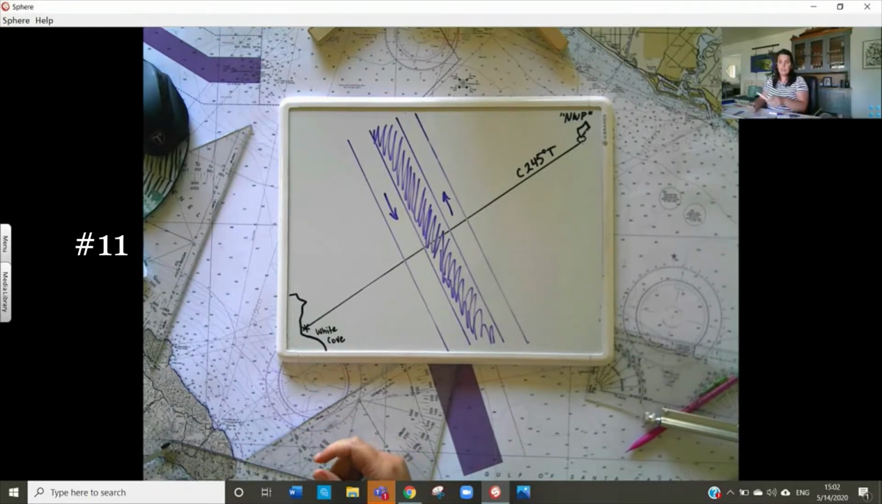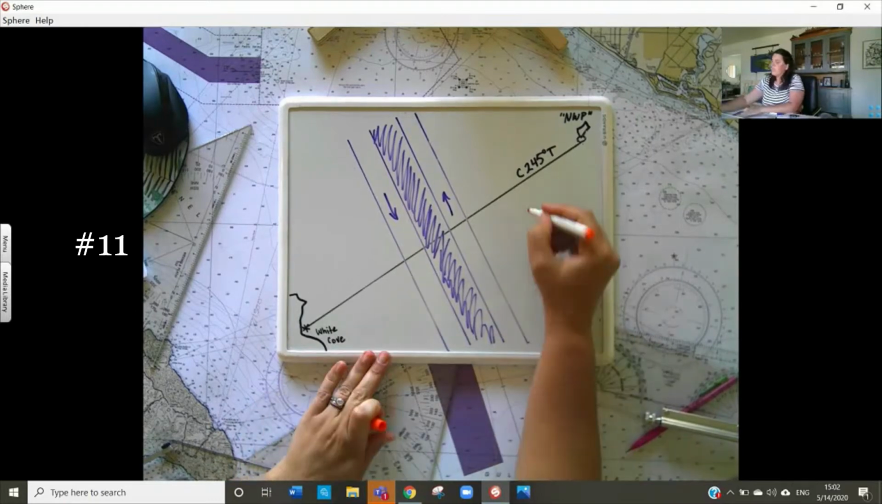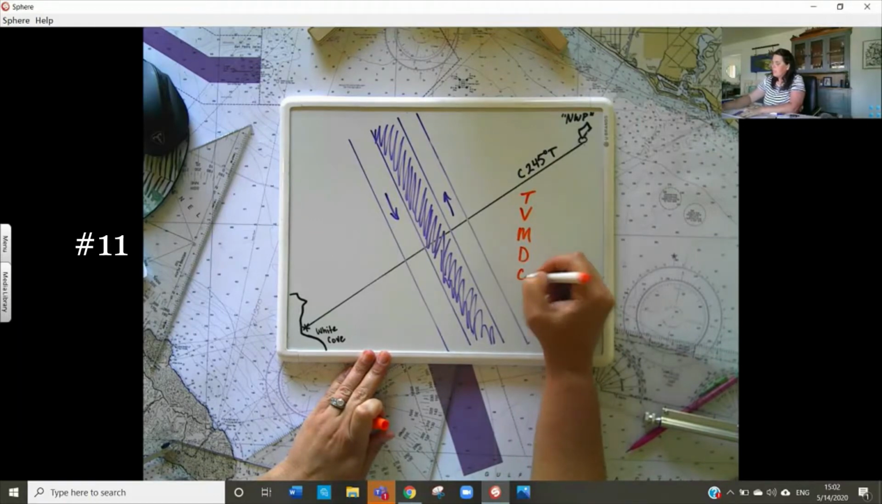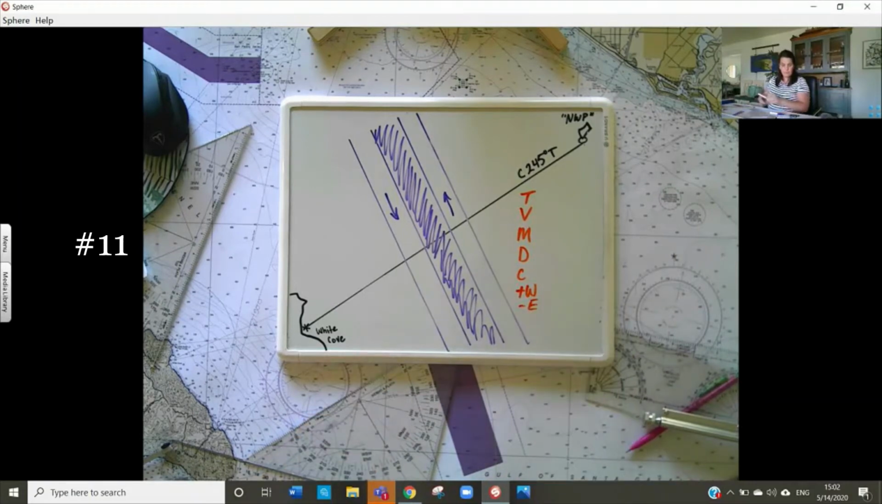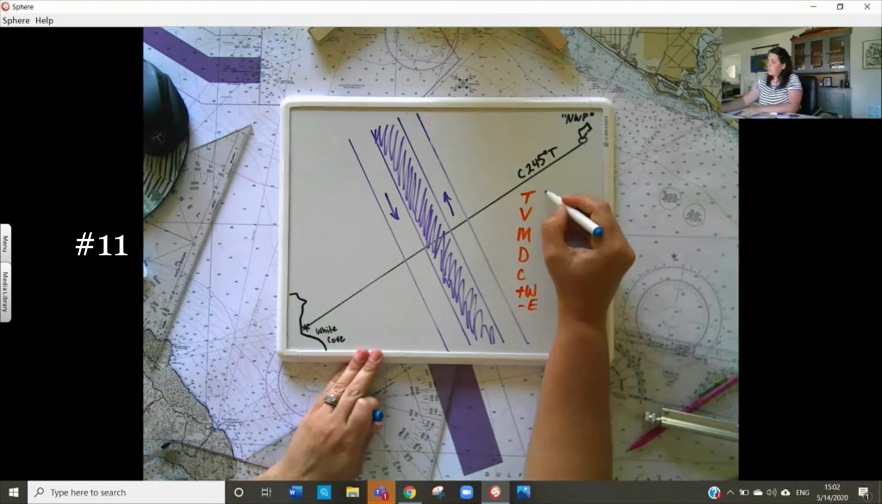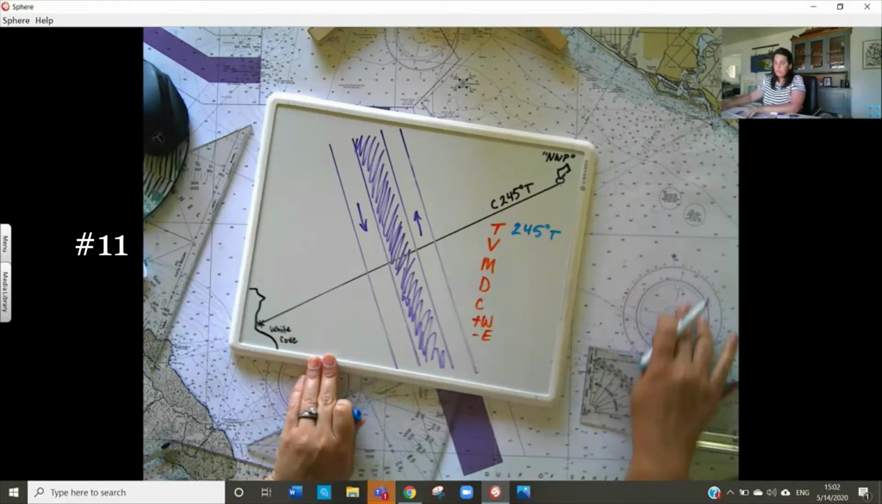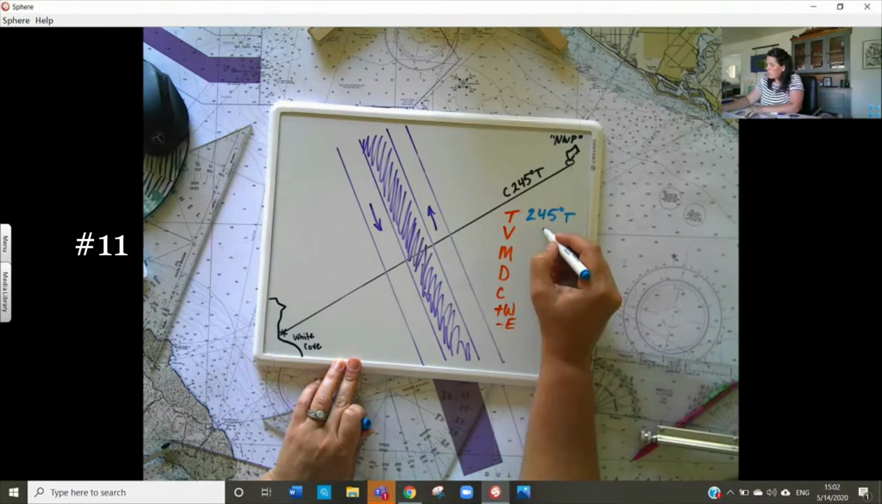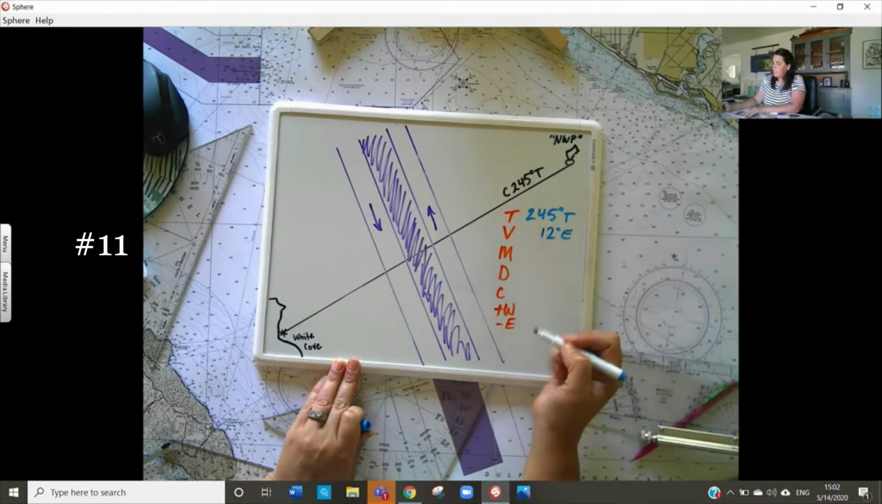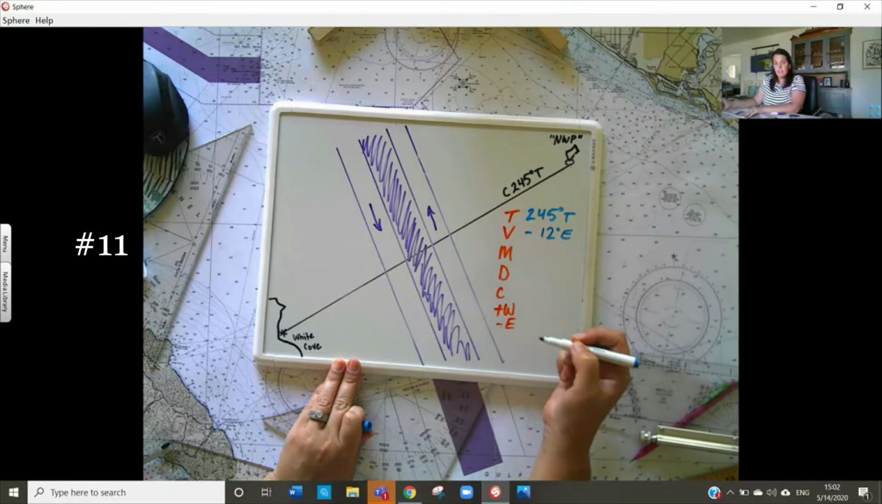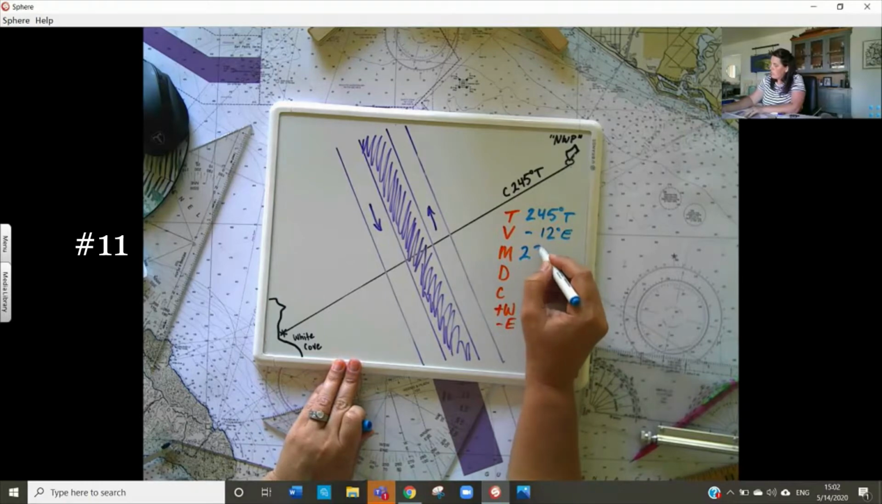So now we have to convert that true into a compass course. So we use our TVMDC plus west minus east. We start with 245 degrees true. Variation is found on our compass rose. So variation is 12 east. It's east, so we are going to be subtracting it. And we get a magnetic of 233.